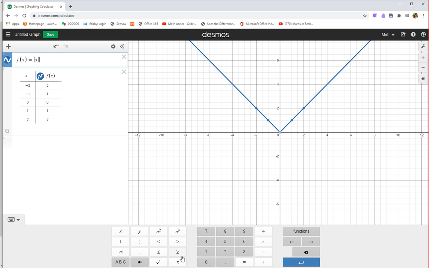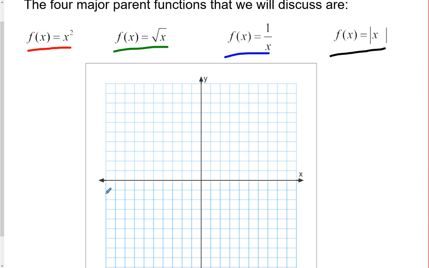So those are our parent functions, and we need to be able to recognize those. Using Desmos to graph those and understand what they might look like, that's also important and helpful. So those are our 4 major parent functions.